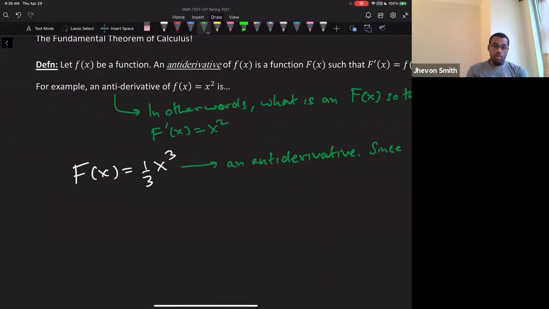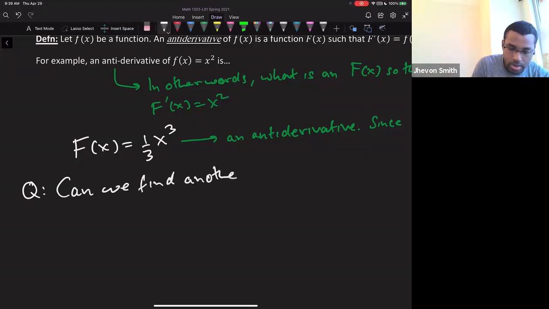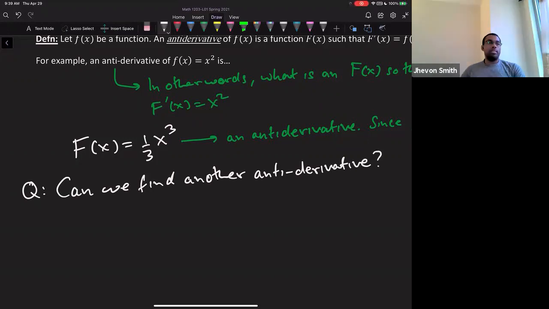However, there's a question that might seem silly at this point, but we should ask. Can we find another antiderivative? Is there any other function that, if I took its derivative, I would get x squared? It turns out there are a bunch of functions. In fact, there's an infinite number of functions that can do this, which is why I said an antiderivative. Why did he say an antiderivative and not the antiderivative, right?